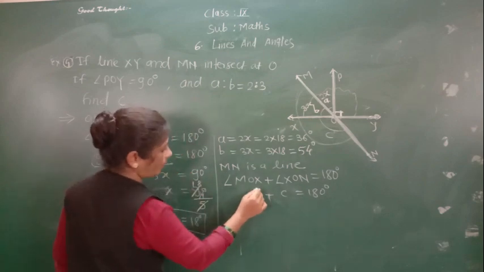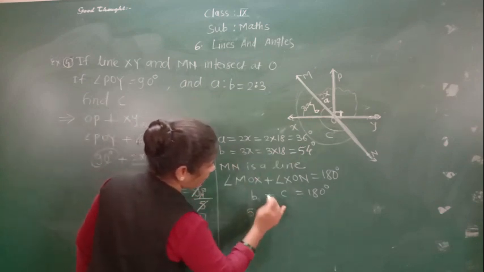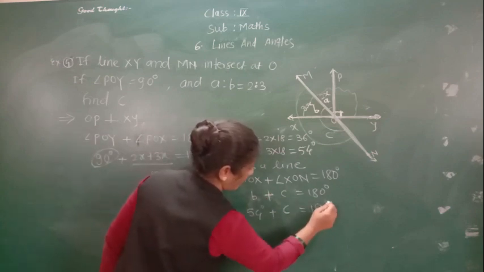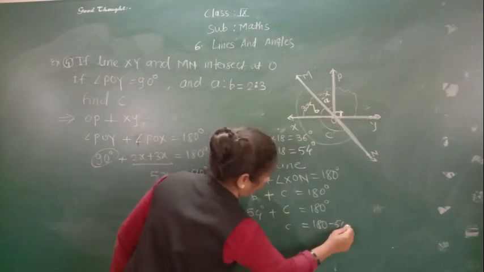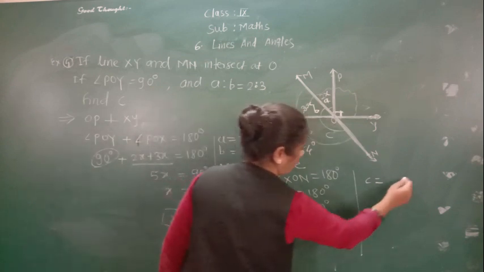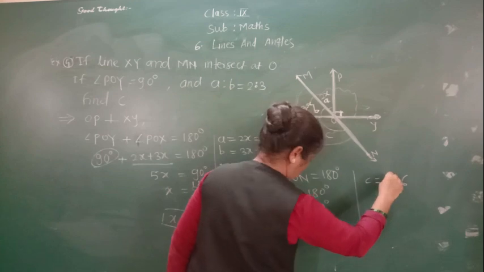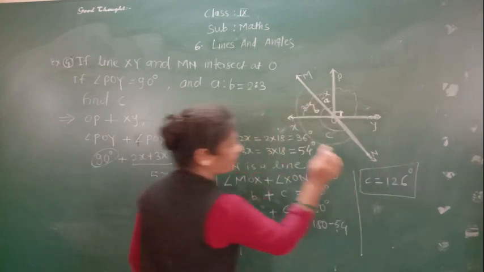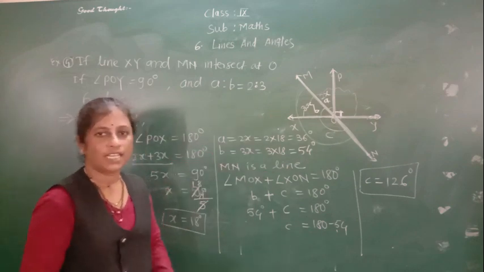So B, how many degrees did you get? 54 degrees. Plus C equals 180 degrees. So C equals 180 minus 54. So you will get C equals what? 10 minus 4 is 6. Then 8 minus 6 is 2, and here this one. So 126 degrees. Understood, everyone? So in this way we have to use that theorem to solve these examples.